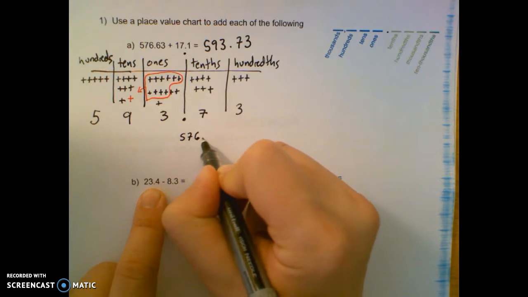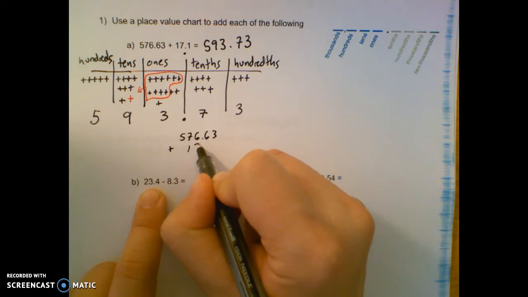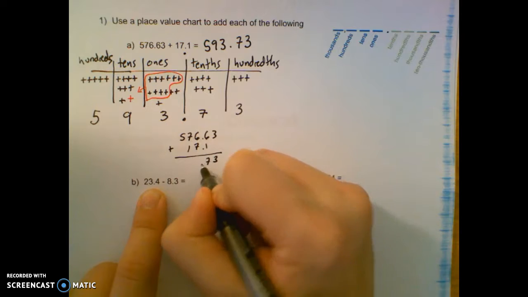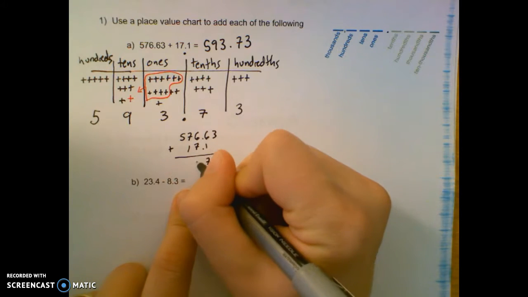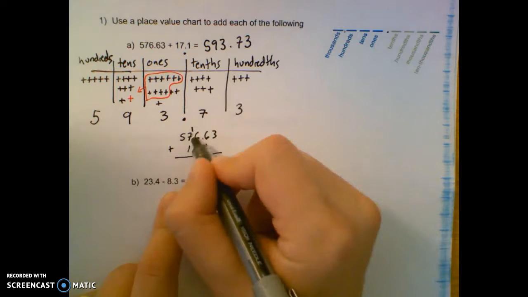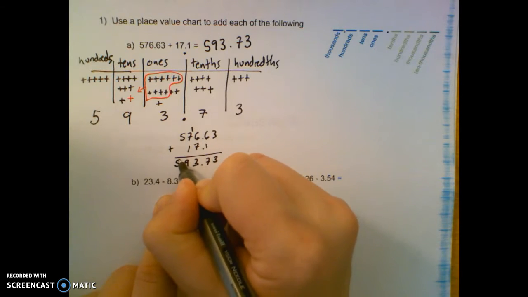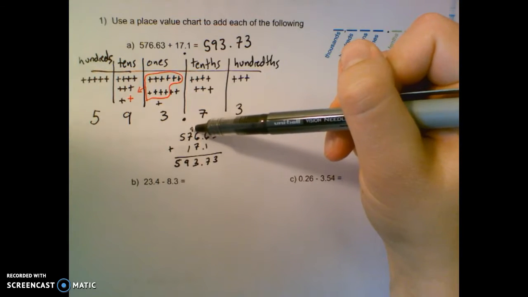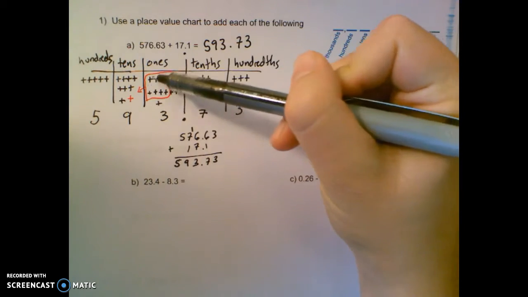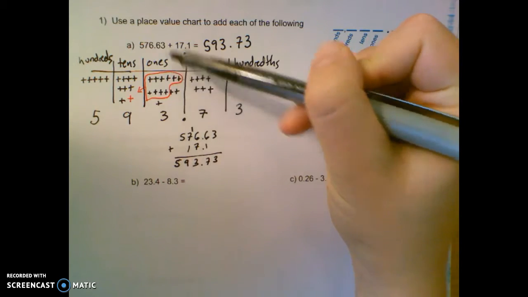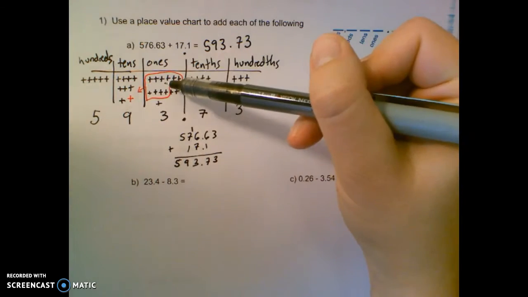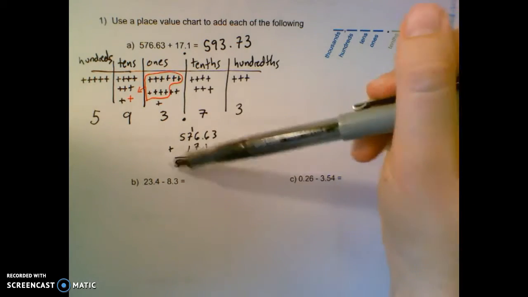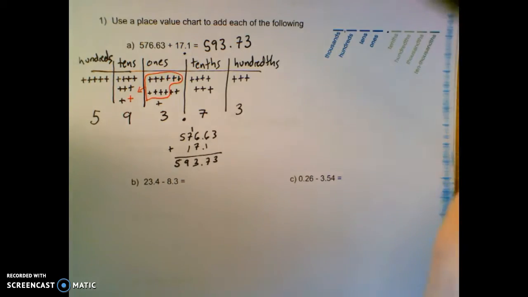Now many of you know how to do this with the standard algorithm. So that would be 576.63 plus 17.1. Add those up. 3, 7, 6 plus 7 is 13. Carry the 1, 9, 593, you get the same thing. Notice that the carry the 1 that you have right here is the same thing as this regrouping of 10 ones into 1 ten that happened right here. And it's totally fine if you are comfortable doing it this way and you want to do it this way to show work, that's totally fine.